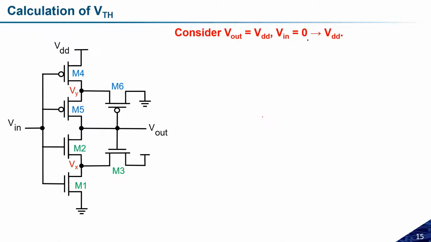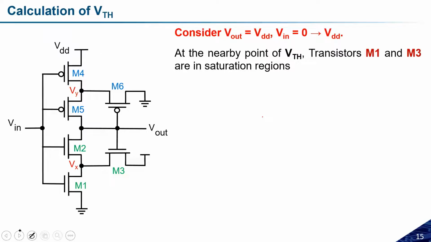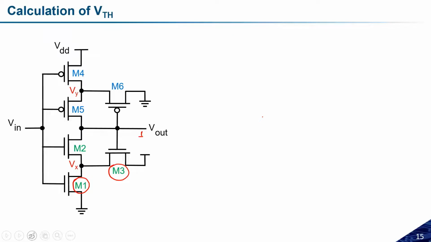Okay, so if we keep on increasing this, as we know the characteristic is like the inverter only. But at the nearby point of the VTH, transistors M1 and M3 behave differently, because initially the V out was 1. This V out was 1, which activated transistor M3.